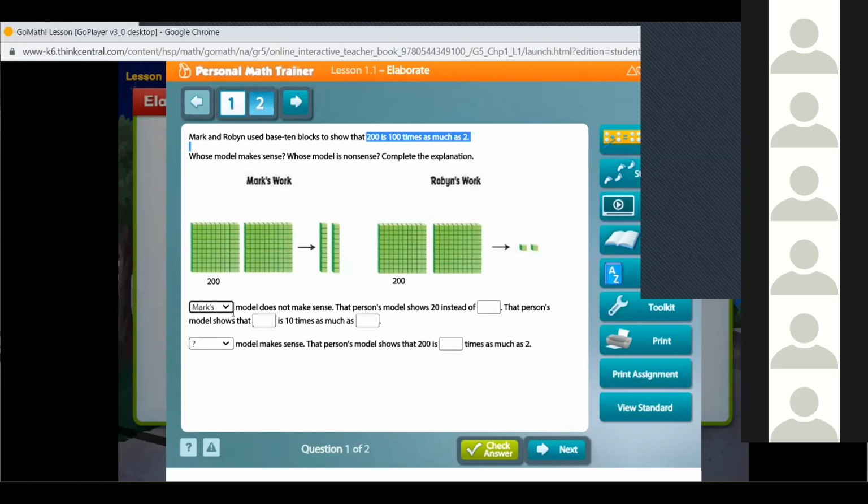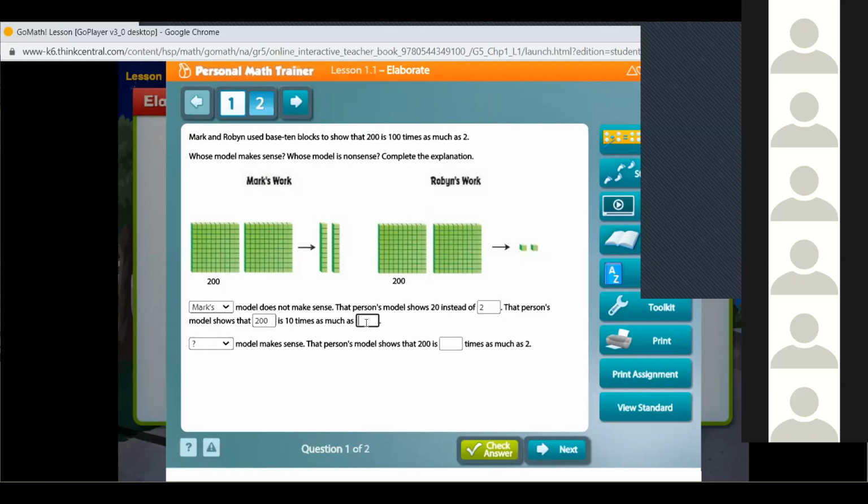Okay, Tina? Mark's model does not make sense. How many did that person's model show? 20 instead of what? What has to be here actually? Yes, Tina? He's showing 20. It has to be 200. See, 200 is here. He is showing 200, that is correct. But here he is not showing 2. Yes, very good. He is showing 20. What is in the question? It has to be 2.